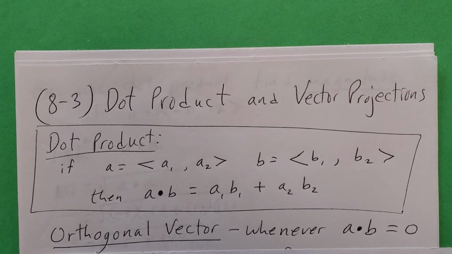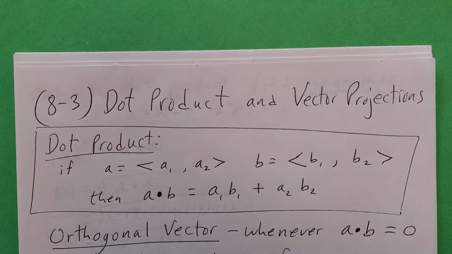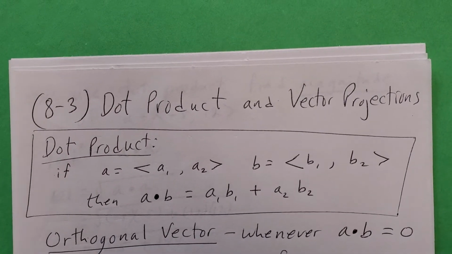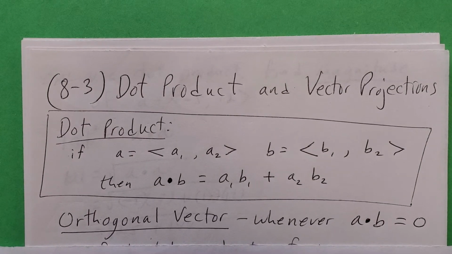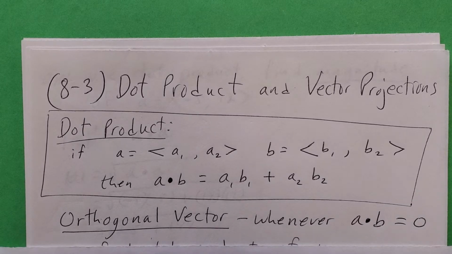Orthogonal vectors are perpendicular vectors. So how are you supposed to know they're perpendicular? You don't see the picture. But if their dot product comes out to 0, then you know the vectors are perpendicular, or as we call them, orthogonal vectors, okay?